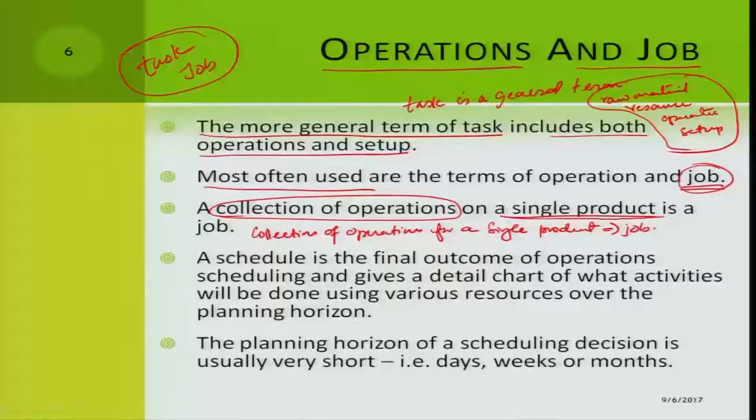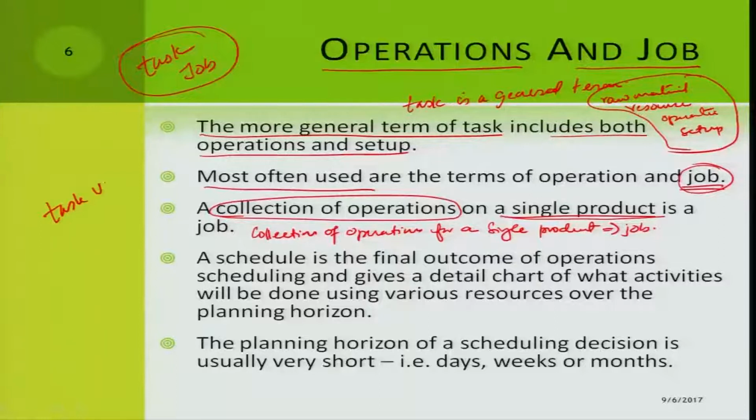Let's say in an automotive company, you are manufacturing two types of cars. Let's take Maruti Suzuki as an example. All the operations that are required to produce a Maruti 800 will be one job, and all the operations that are required to produce a Maruti Baleno is another job. So it is for a single product, whatever the collection of operations that are required. That is the distinction between task and job.